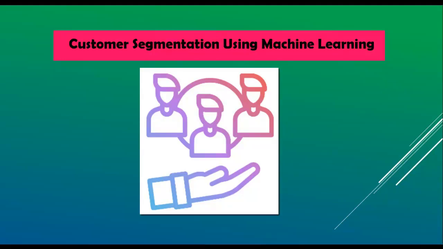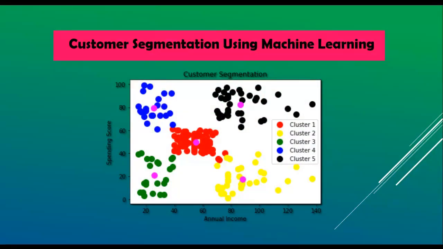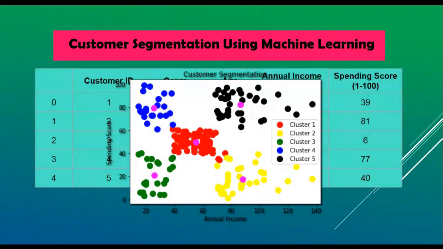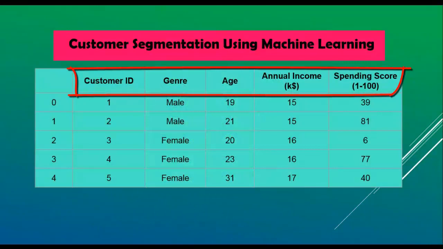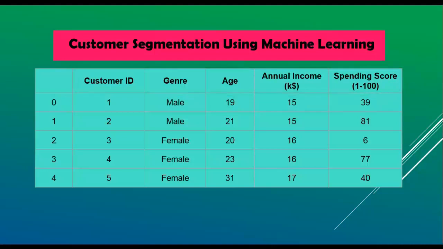In this video, we are going to discuss our next machine learning project, customer segmentation using machine learning. What is customer segmentation? Customer segmentation means grouping customers according to various characteristics like age, annual income, spending score, etc. It's a good way for organizations to understand their customers. Knowing the difference between customer groups, it's easier to make strategic decisions regarding product growth and marketing.